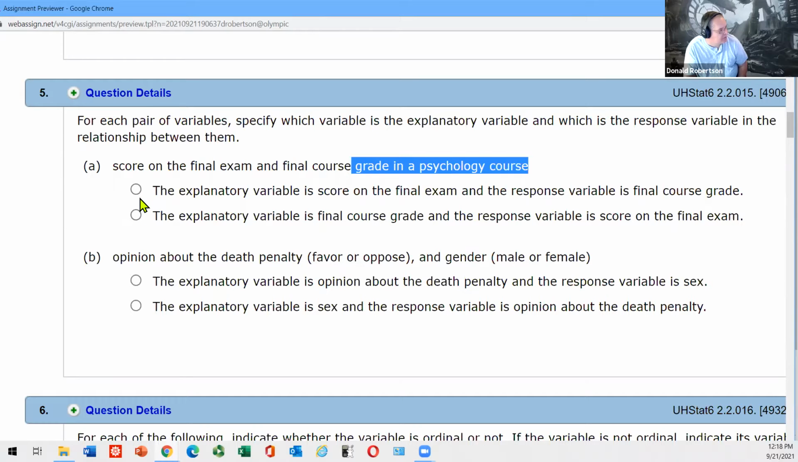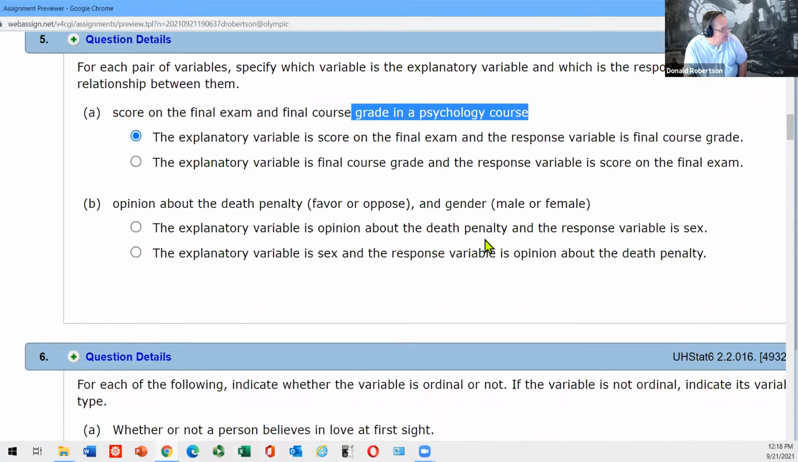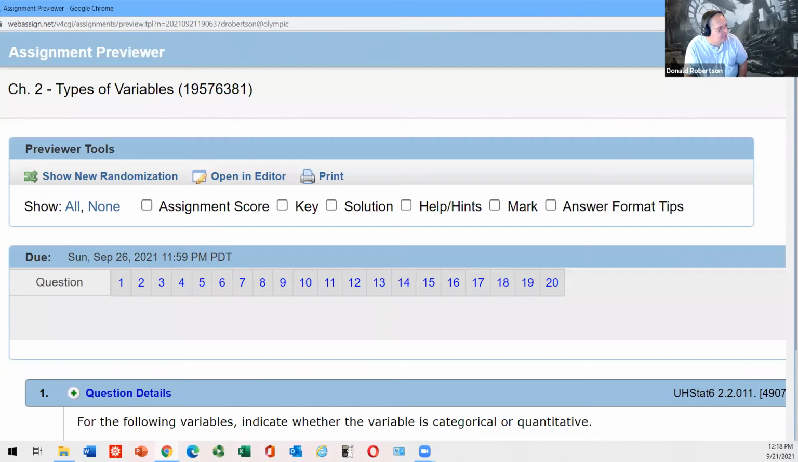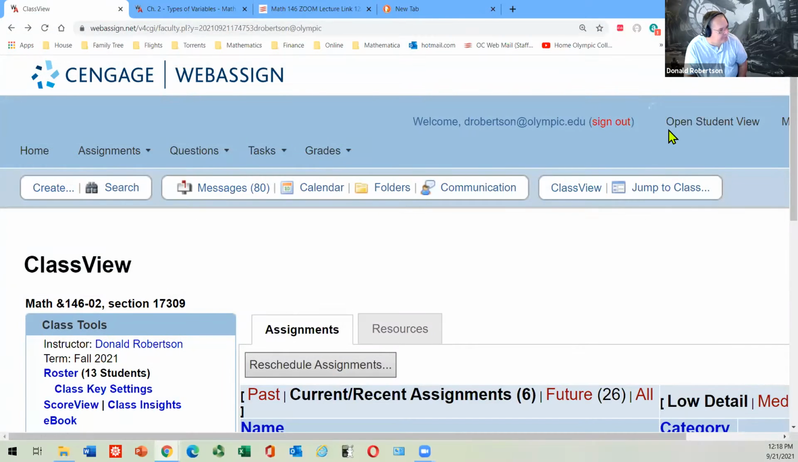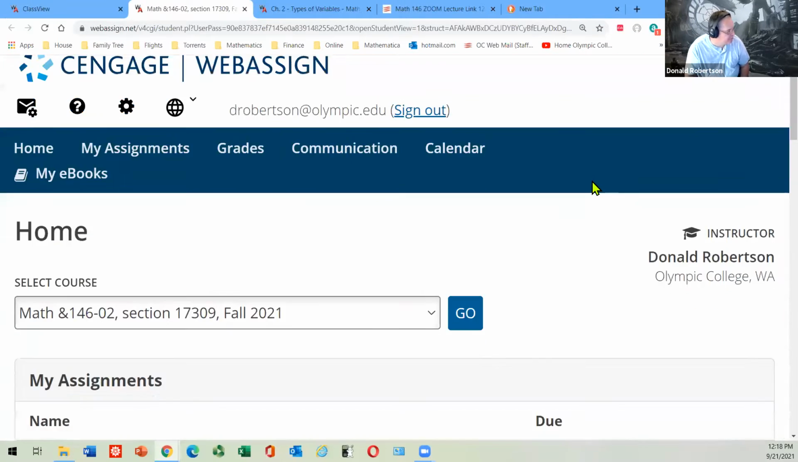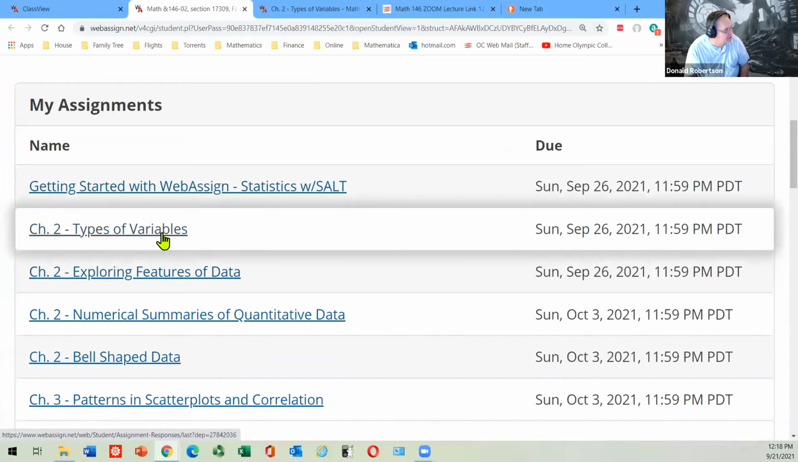Right, that's it. And oh, shooting space. Excuse me. Close that off. I want to do it as a student view. That way I can show, I can check it, basically. Here we go.